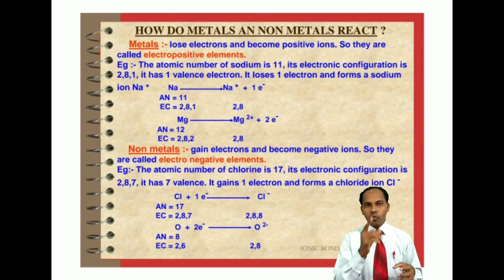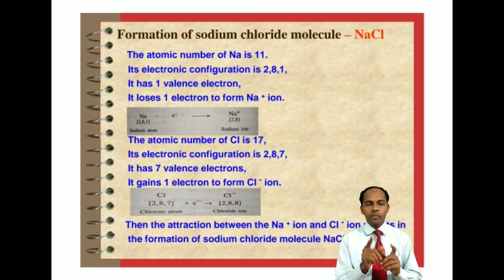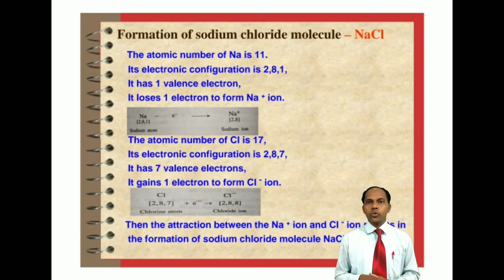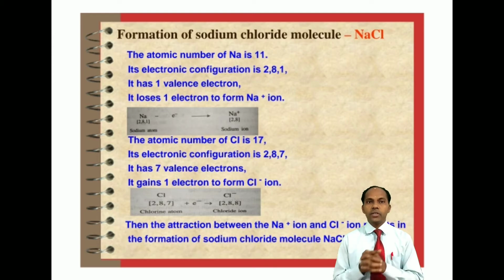How do they react? One example I will give is the formation of sodium chloride. Sodium chloride contains sodium and chlorine. Sodium is a metal and chlorine is a non-metal. The atomic number of sodium is 11. Its electronic configuration is 2, 8, 1. It has one valence electron and it loses one electron to form the Na+ ion. That is a uni-electropositive ion. By losing one electron, it acquires the electronic configuration of the nearest noble gas, neon.